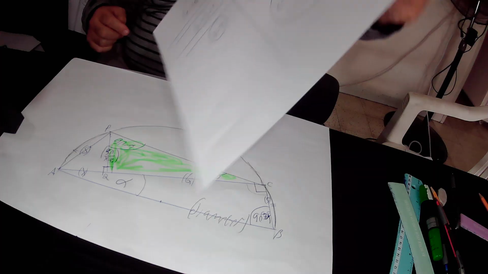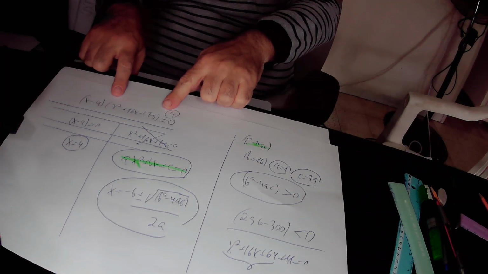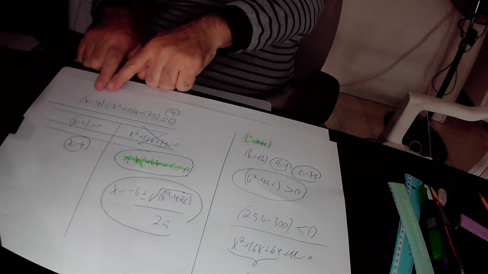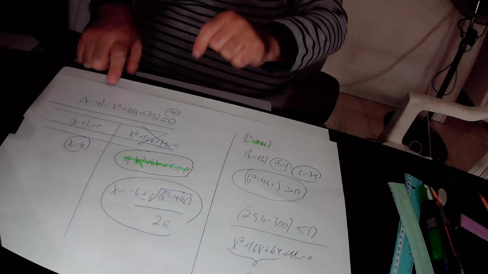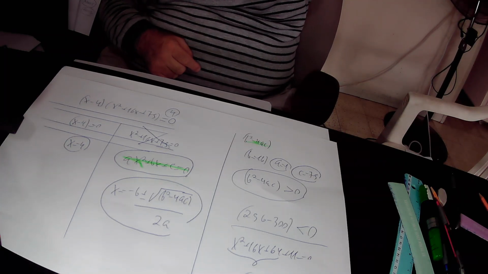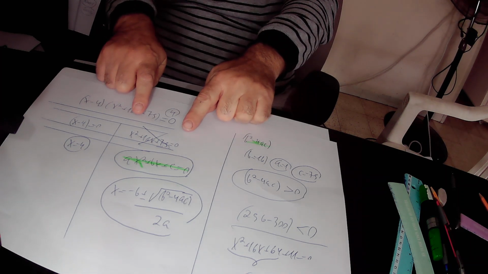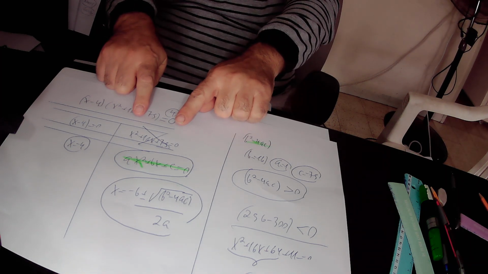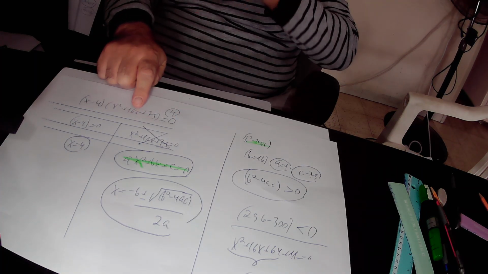But we have another solution to this equation. If this expression equals 0, then 0 times x minus 4 is 0, so we get 0 equals 0. But the problem is that if this expression is true, we must check if this quadratic equation is true, if x squared plus 16x plus 75 could be equal to 0.